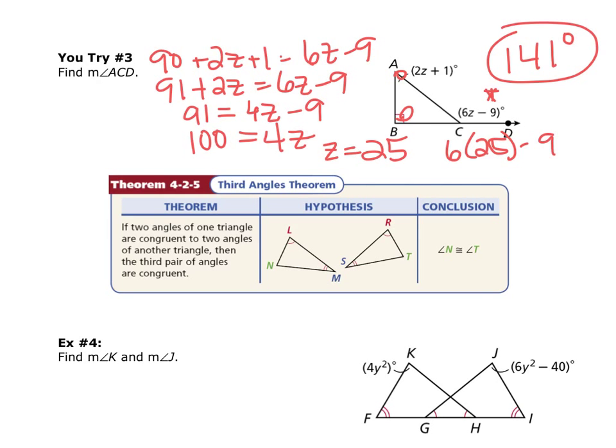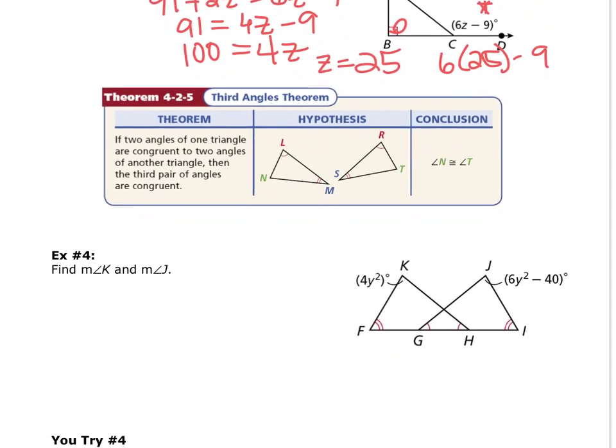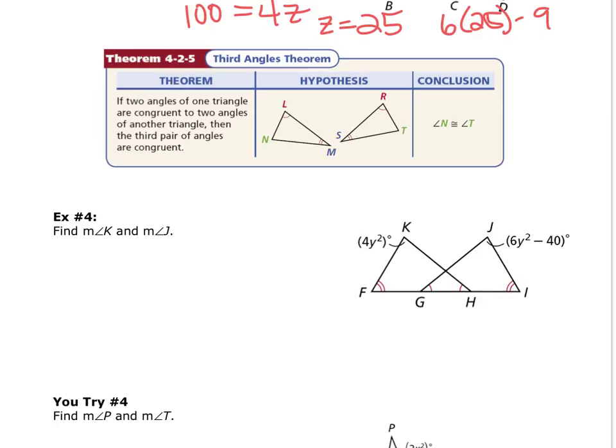Okay, let's wrap this up. We have one more rule here, and this is called the third angles theorem. So just think about this for a minute, or just listen as I go through this. This says here, backing up, if two angles of one triangle are congruent to two angles of another, then the third pair of angles have to be congruent.